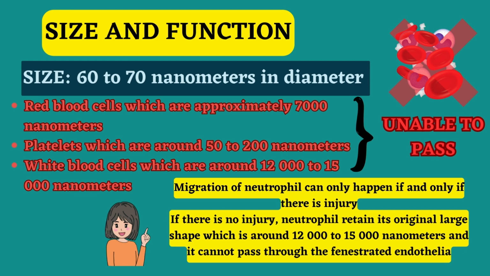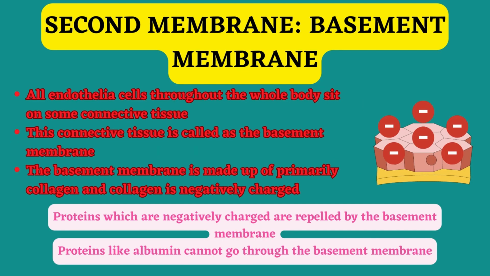So, what can pass through? The answer is anything which is less than 60 nanometers, like ions. The second membrane is the basement membrane. Let us quickly revise the concept of the basement membrane. All endothelial cells throughout the whole body sit on some connective tissue, and this connective tissue is called the basement membrane.